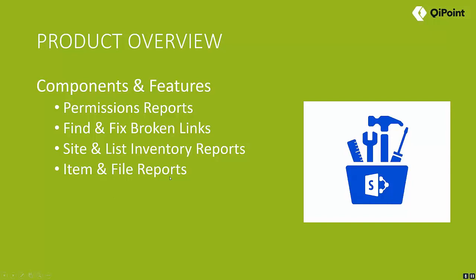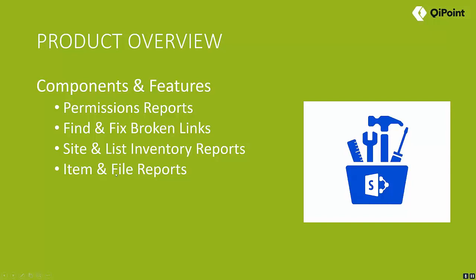And from these reports, you can also modify. So permissions you can modify after you have the report, such as changing or removing user permissions. The broken links is a report, but you can also fix them, like auto-replace, for example, if the domain name changes. With site and list inventory reports, you can have an inventory of all your lists and view the versioning settings, like major and minor versions, and bulk edit to change them if you need to. Item and file reports, such as finding web parts in pages or finding JavaScript that you need to remove and put into an external JavaScript file.